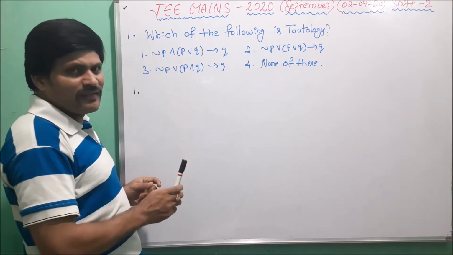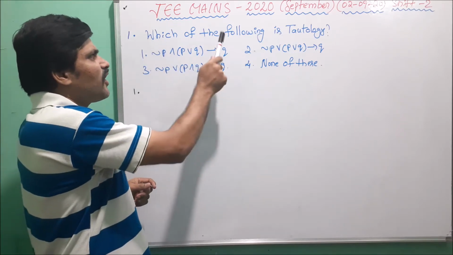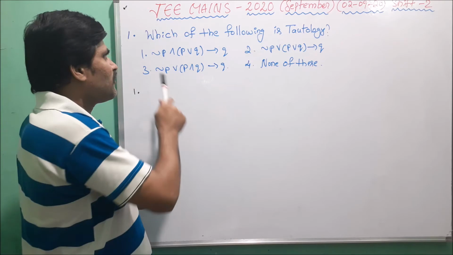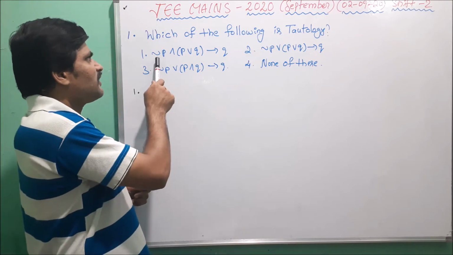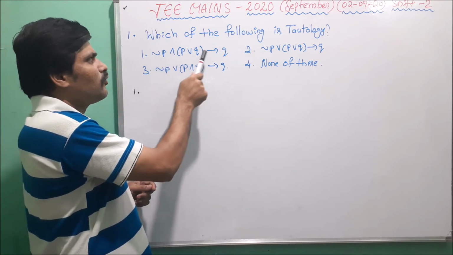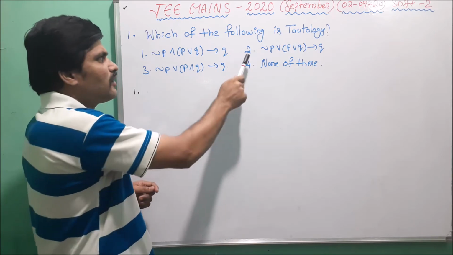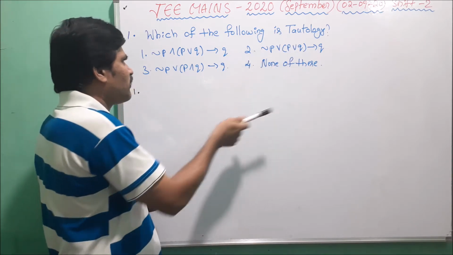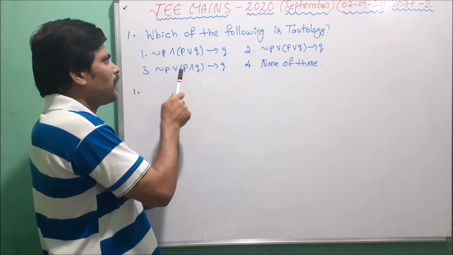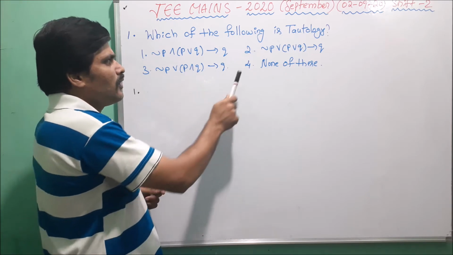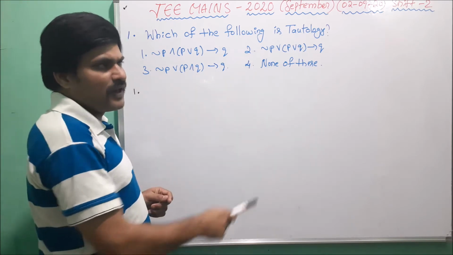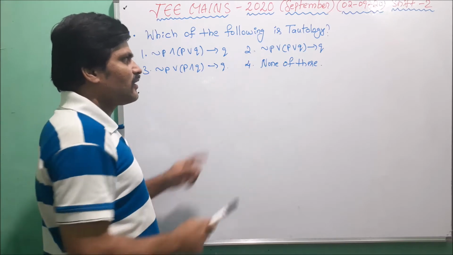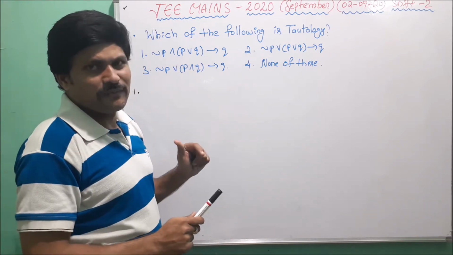So the first one is: which of the following is a tautology? The given options are: first, negation P and (P or Q) implies Q. Second, negation P or (P or Q) implies Q. Third, negation P or (P and Q) implies Q. Fourth, none of these. Here, of the given three options, there is no option that is a tautology.